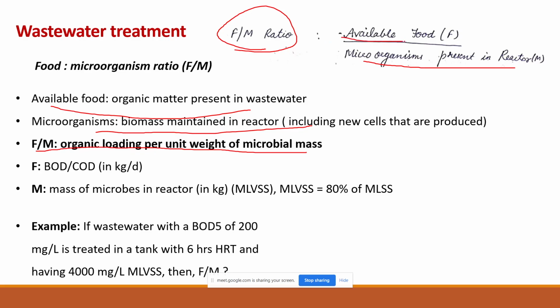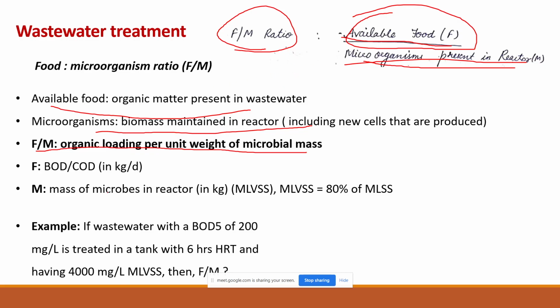So when we talk about available food, it means organic matter. When we talk about organic matter, it means BOD, right? It means BOD or COD. We discussed in the last session that BOD and COD are basically a concentration of organic matter, and how we relate it to the organic matter quantity. So available food is basically the organic loading in the wastewater, and then you have the microbial biomass which is present in the reactor. When you divide these two, we get F by M ratio.